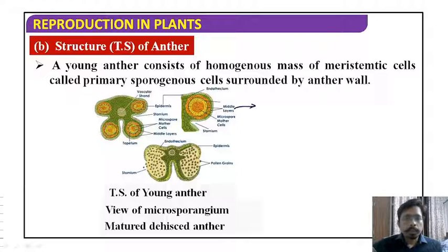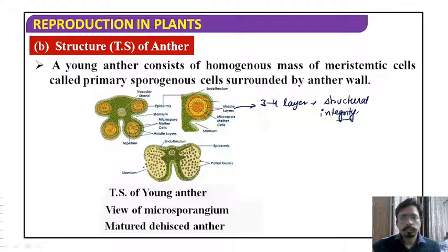Now the middle layer. The middle layer is a multi-layered structure, and this multi-layered structure provides complete structural integrity to this microsporangium. It has 3 to 4 layers that provide structural integrity. The next most important layer is the tapetum. That is the most important layer.